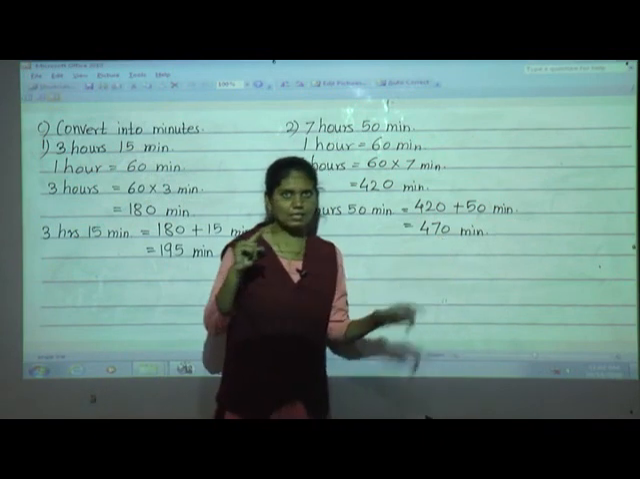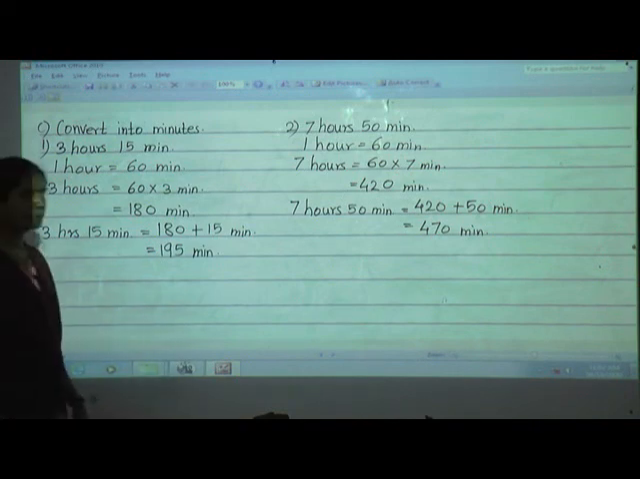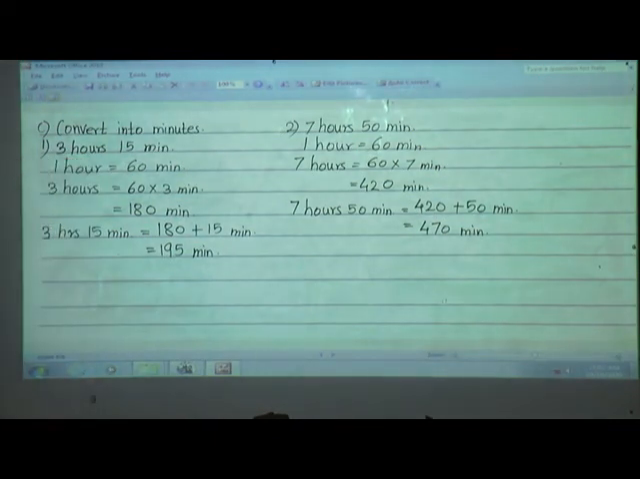Now here 470 minutes, but see students, 60 minutes is equal to what? 1 hour. So here 7 hours is equal to 420 minutes. Now 7 hours 50 minutes is equal to 420 plus 50, that is 470 minutes. Understood how to solve? Okay. Now see one more example. See the next example. Third number example.